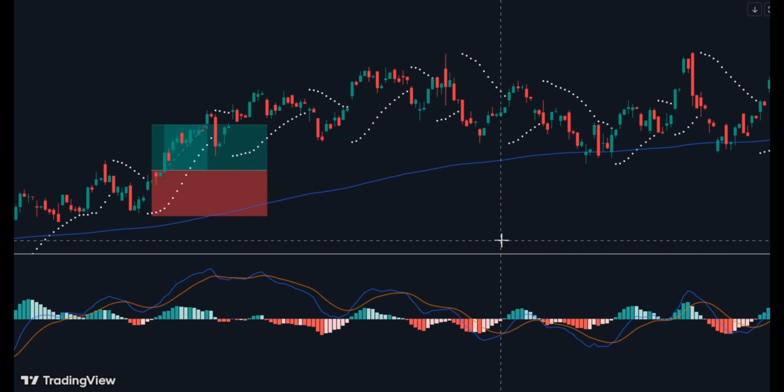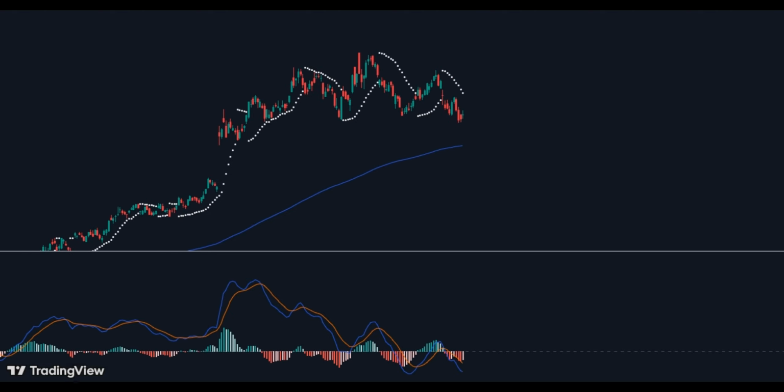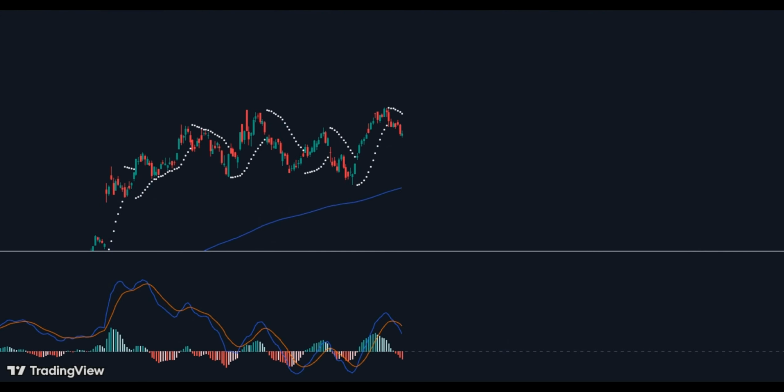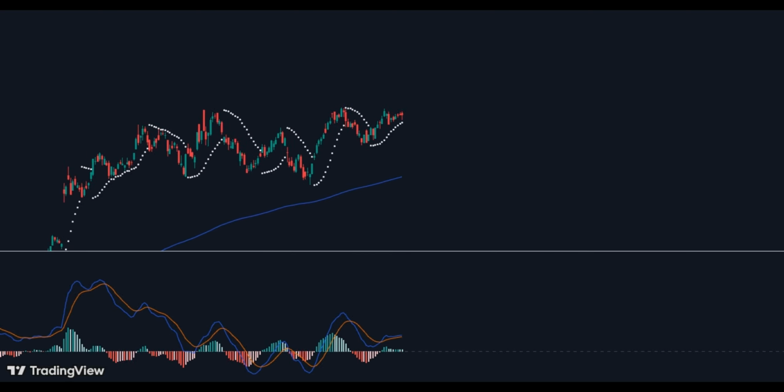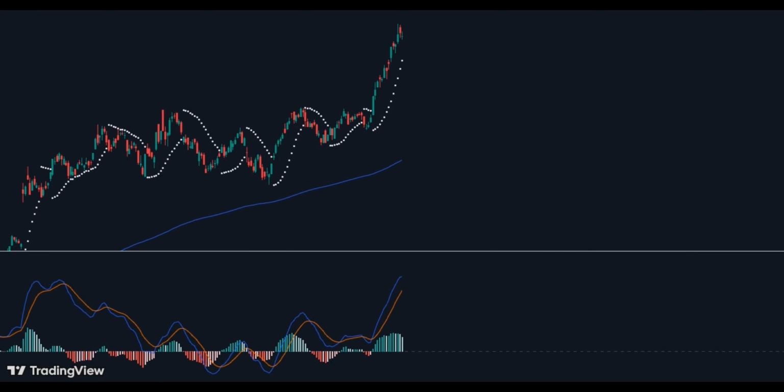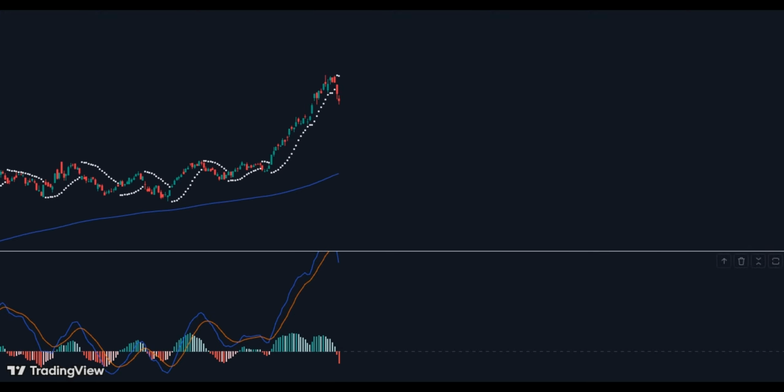Finally, after testing the strategy 19 times, the results are in. And out of those 19 trades, we won a very good 91%. Our most consecutive wins are 10, and our most consecutive losses are just 1.